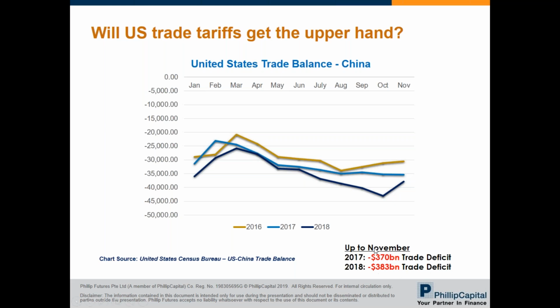As we look at this up to November, as we compare year on year, there's a bigger deficit, and if we move to December, I think it's going to be very apparent that the trade balance is going to be wider on a year on year basis, despite the sharp pullback we've seen in November.